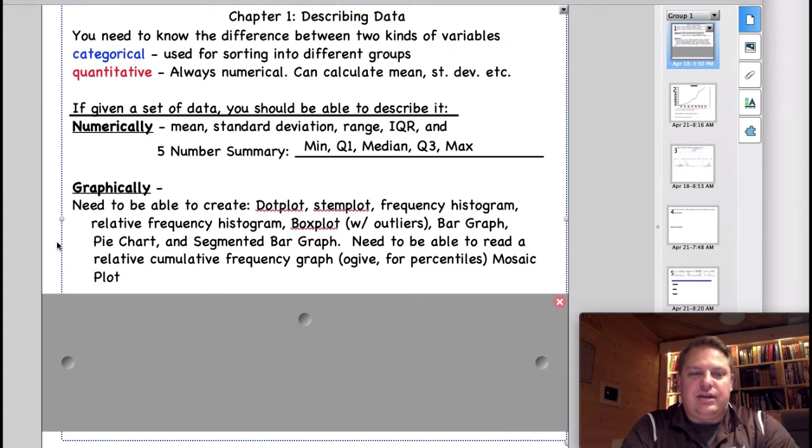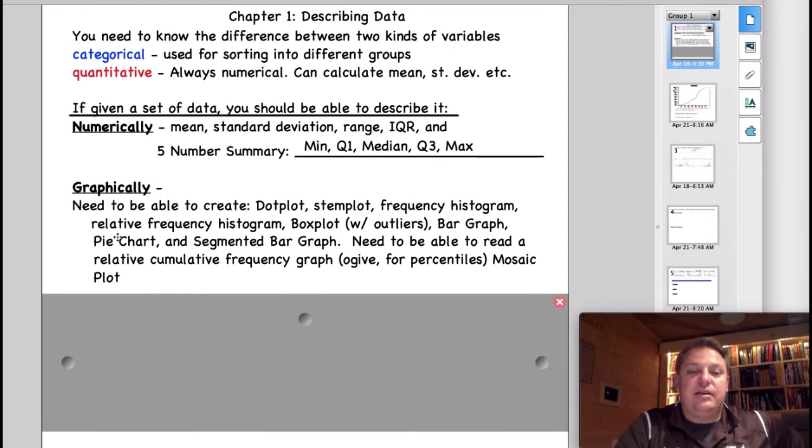The thing that's tricky is, realistically, if you're going to make a graph, it's probably going to be something relatively simple, maybe a couple of box plots that you're comparing. Maybe they'd have you make a dot plot or a stem plot. More than likely, they would just give you the graph and ask you to describe it, which we'll get to in a second. But these are the different types of graphs we've dealt with. The ogive for percentiles we'll talk about on the next page.